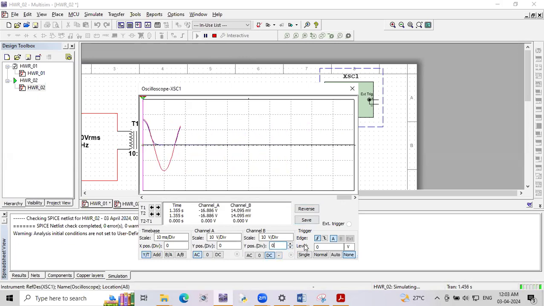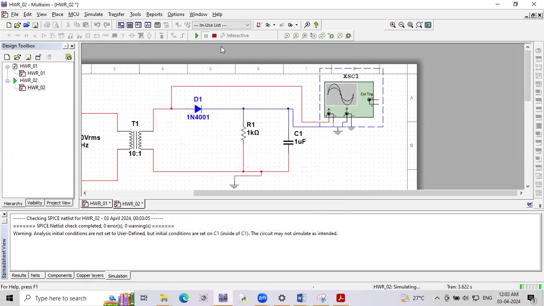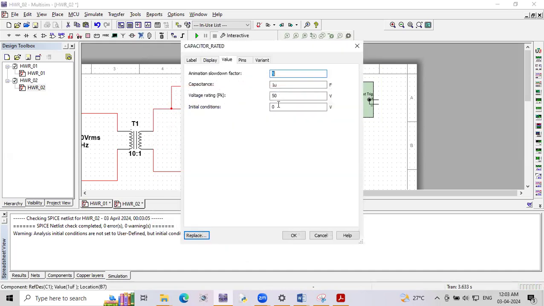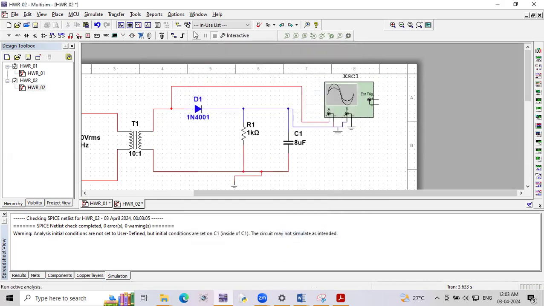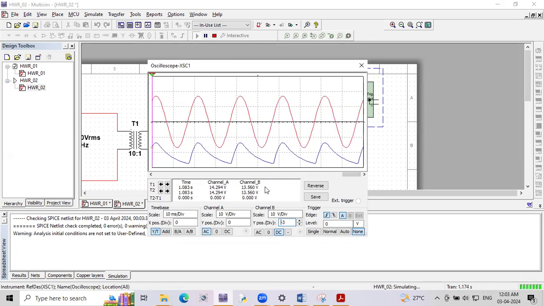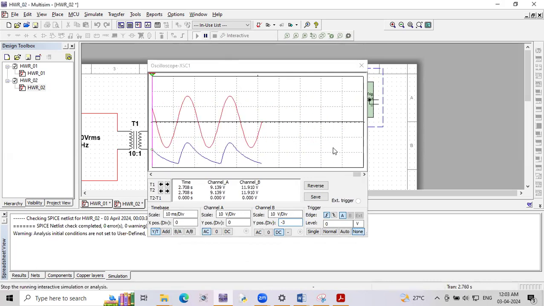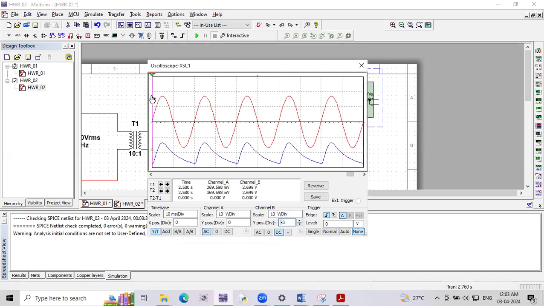In order to get proper DC, note that the capacitor value is very low, 1 microfarad. To get better DC, you need to change the value from 1 microfarad to 8 microfarad. You're going to get some better DC. This is nothing but a pulsated DC output.